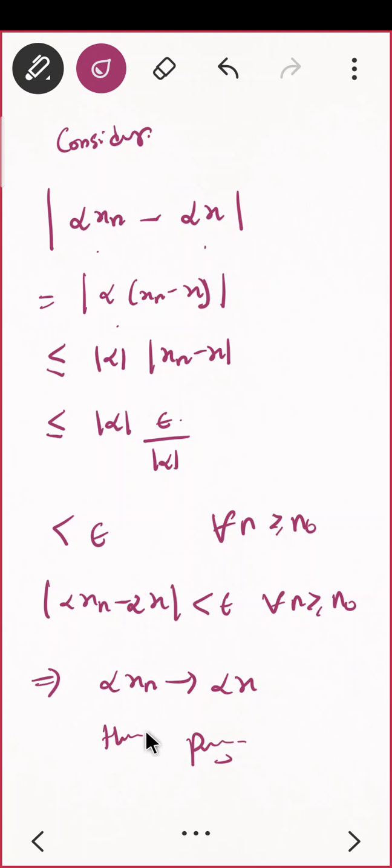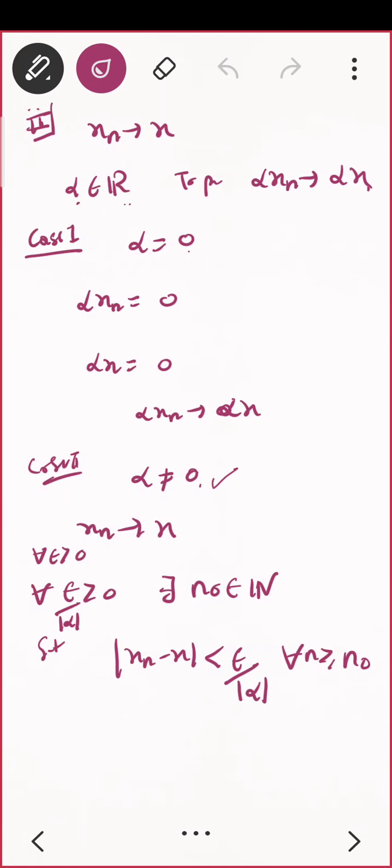And alpha is any real number. What if I take alpha as minus 1? Then it will prove minus xn also converges to x, and that will follow by the first one. I'll just repeat the theorem once again. We are given xn converges to x, and we want to prove alpha xn converges to alpha x.